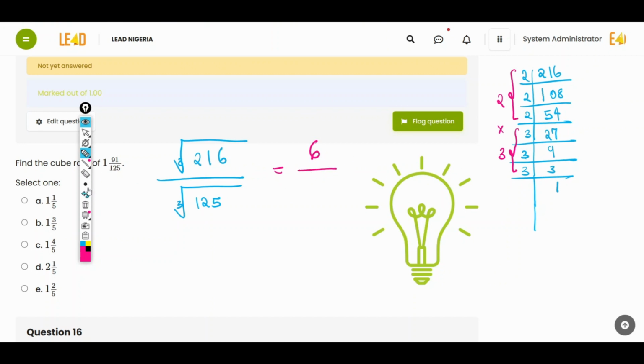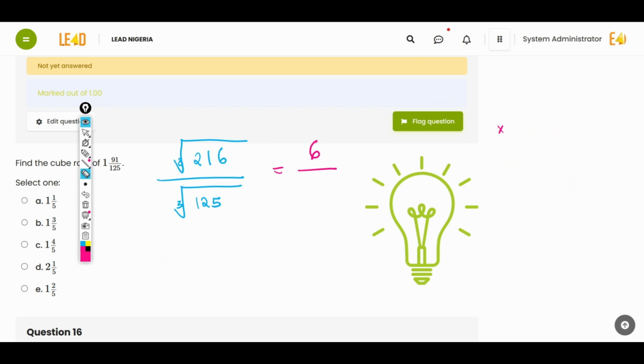Over, let's now solve for the cube root of the bottom. Let's solve for the cube root of 125.